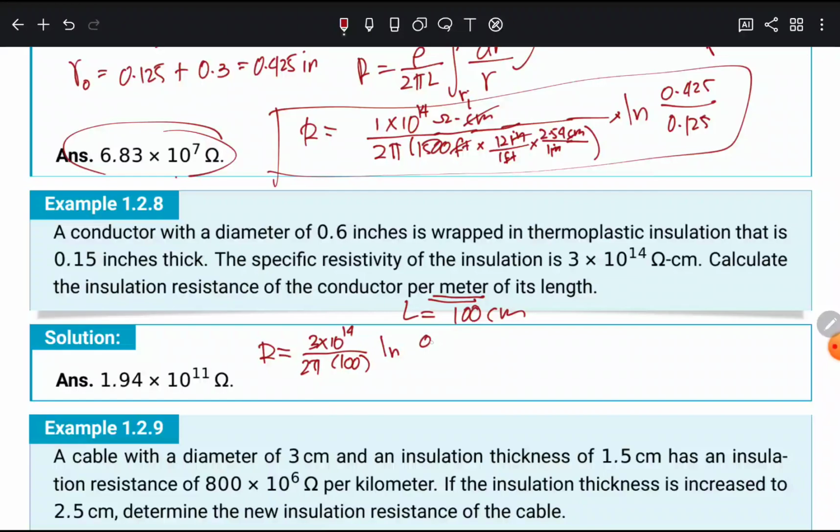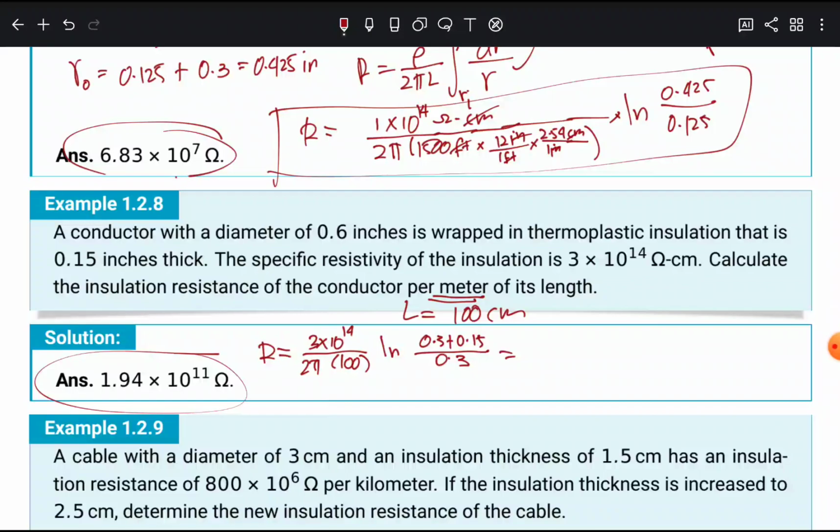So we divide it by 2, 0.15 plus 0.3. 0.3 plus 0.15. That's R in plus the thickness, so that will be our R out. And you divide it by the R in, which is 0.3. And if you do that, it should be equal to this one, 1.94 times 10 to 11.